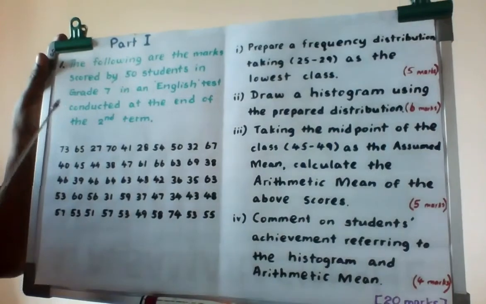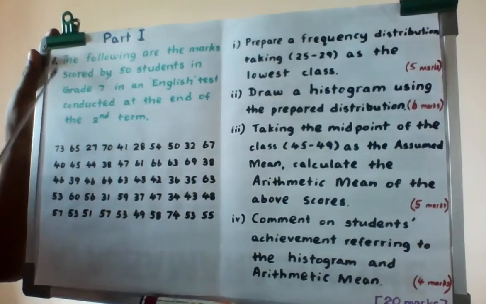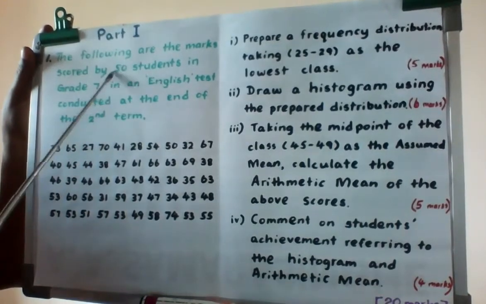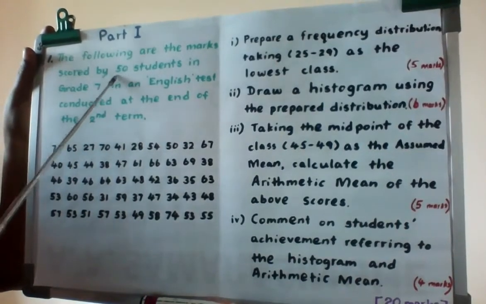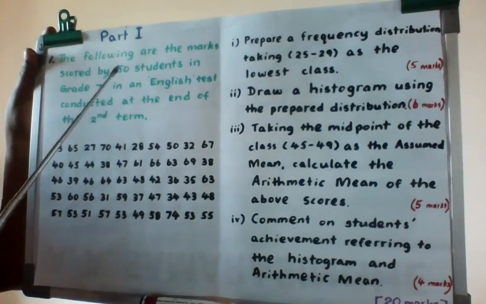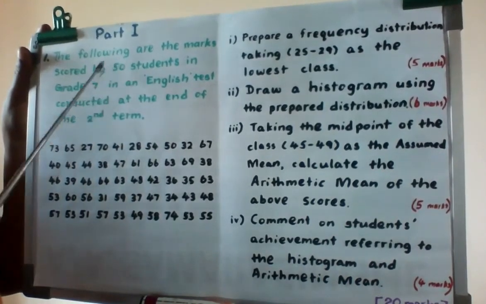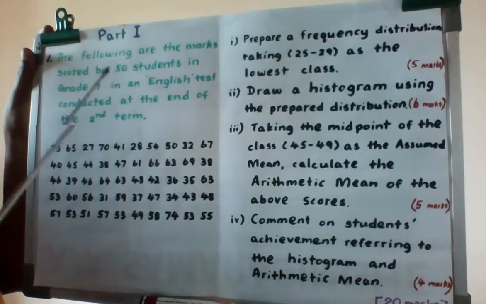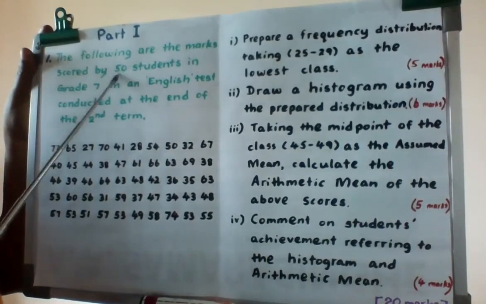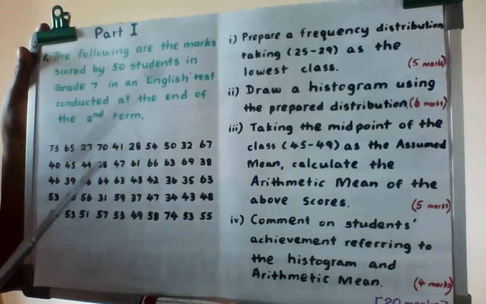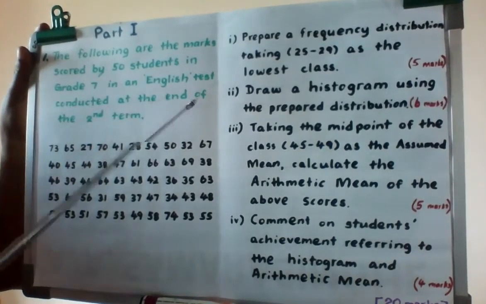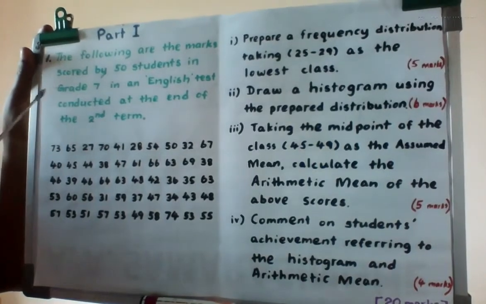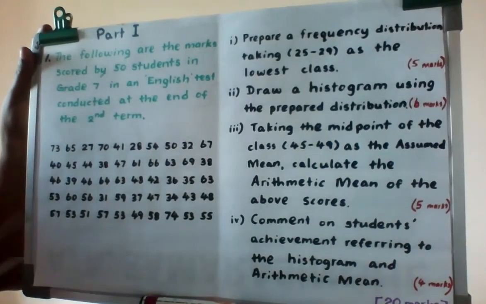Now we'll go through this question briefly. The following are the marks scored by 50 students. You'll have to pay attention to this number, 50. Underline it, right? In some years they give 40 students, and in some years 30. Most of the time it's 50, but you have to pay attention to this number. 50 students in grade 7 in an English test conducted at the end of the second term. So these are the marks of 50 students.